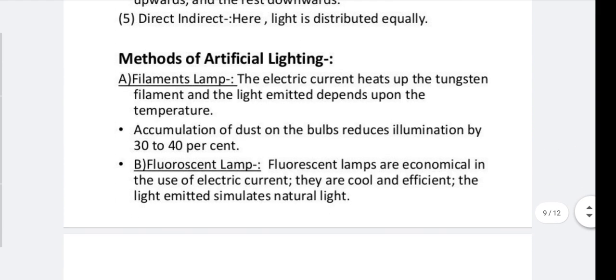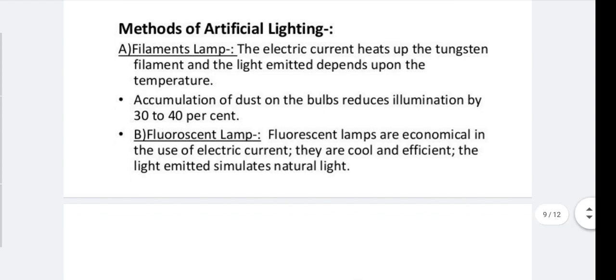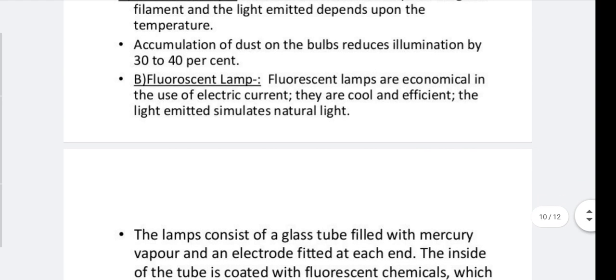Next, methods of artificial lighting. Which are those methods you can use? First one is the filament lamp and second one is the tube light, also called the fluorescent lamp. In the filament lamp, a tungsten bulb is used. Here accumulation of dust on those bulbs will reduce the illumination by 30 to 40%. And the fluorescent lamp is cool and uses less current, and whatever light is emitted is equal to natural light, sunlight.